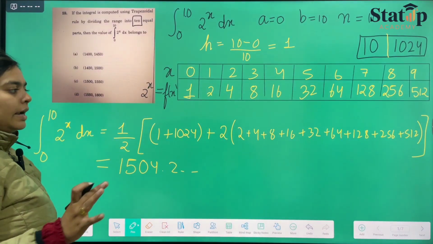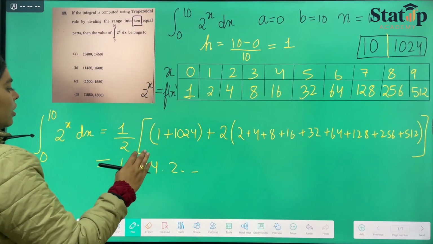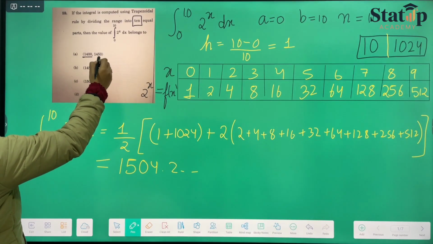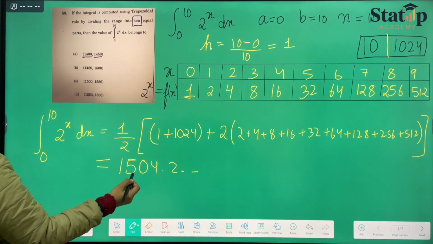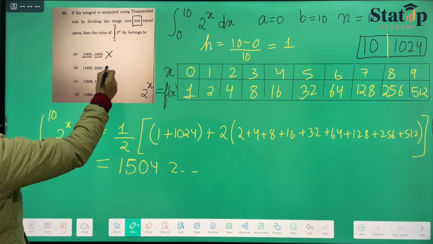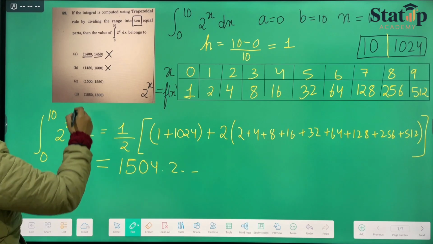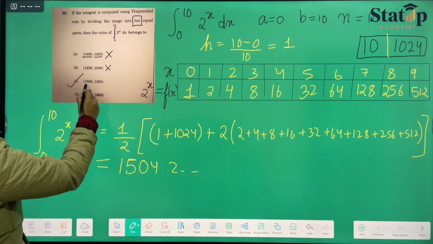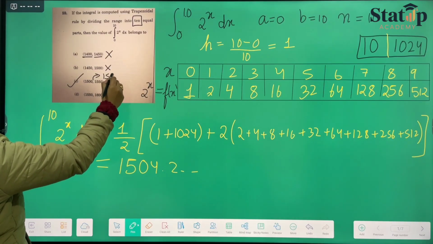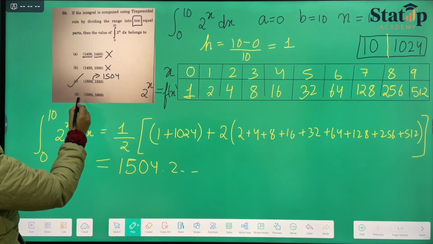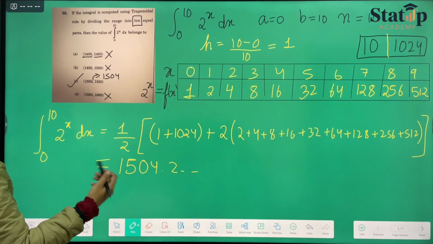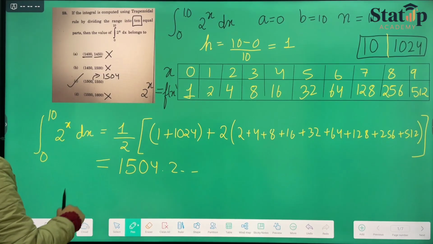I am directly writing it. Look at the range in which this comes. The first option's range is 1400 to 1450; since the answer is greater than 1450, this is wrong. It is also greater than 1500 for the second, so this is wrong. The third would be correct because it lies between 1500 and 1550. 1504 lies in this range, and the fourth one will also be wrong because 1550 is greater than 1504.